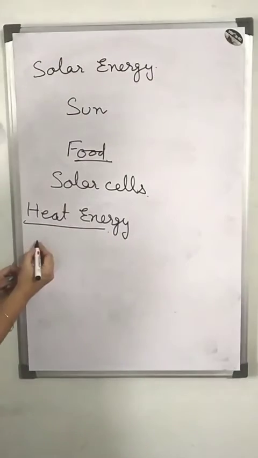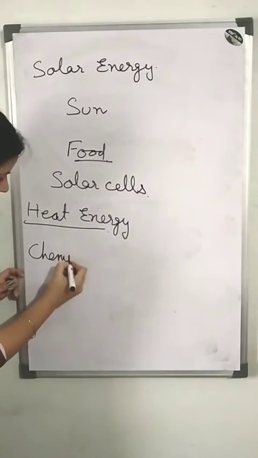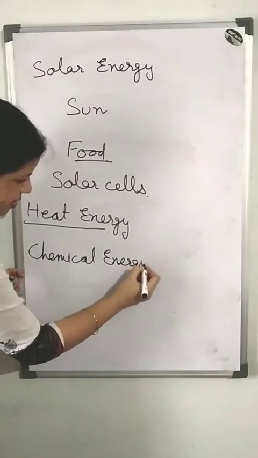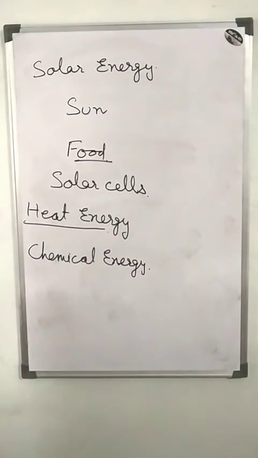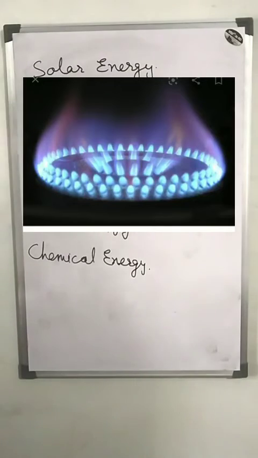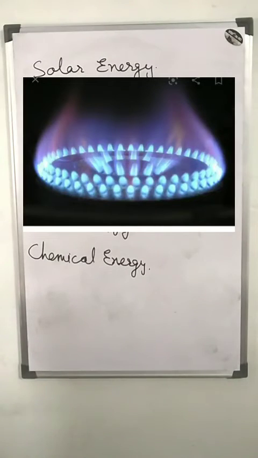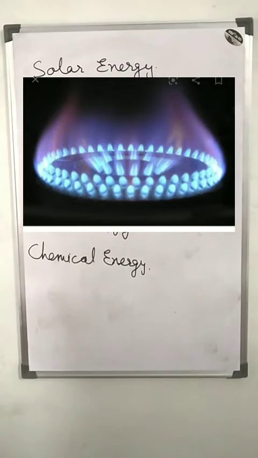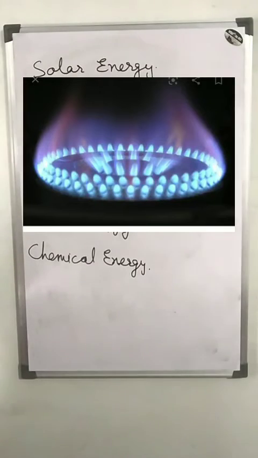Next is chemical energy. Chemical energy means the energy possessed by fuels like petrol, diesel, coal, natural gas. These are called chemical energy. When fuels are burned, chemical energy is converted into heat energy. Right, everyone?